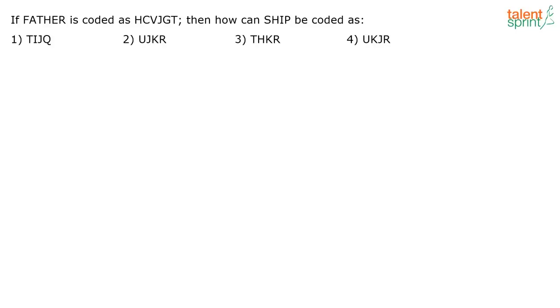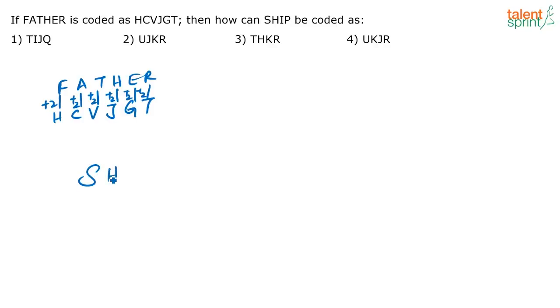Next one. Father is coded as HCVJGT, then how can ship be coded? F plus 2, right? A plus 2, T plus 2, H plus 2. So basically they are doing plus 2 everywhere. So how will ship be coded? Same logic, right? Do plus 2 everywhere. So it will start with RSTUHIJ. Again, at this point itself you can say the correct answer is option 2, UJKR.